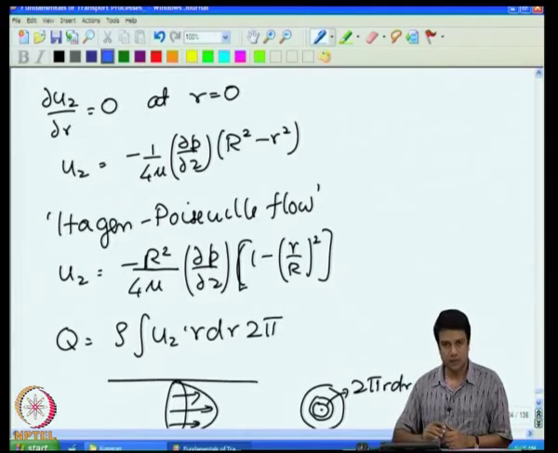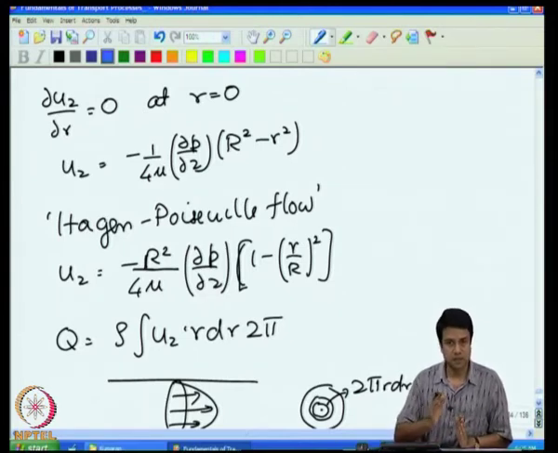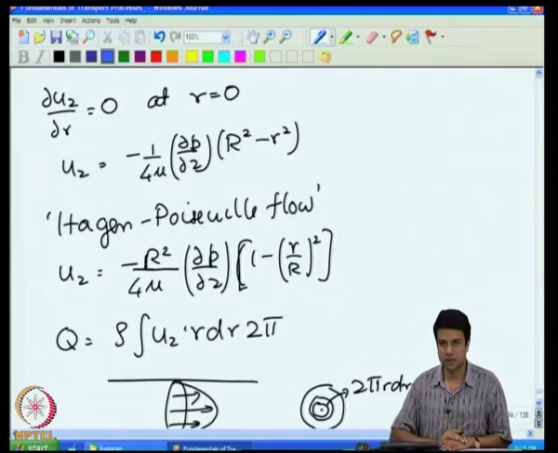Now, we had calculated the total volumetric flow rate of fluid. The volumetric flow rate is equal to the velocity u z times the cross sectional area along the cross section of the cylinder. Of course, the velocity depends upon r. So, the velocity is not a constant across the entire cross section.